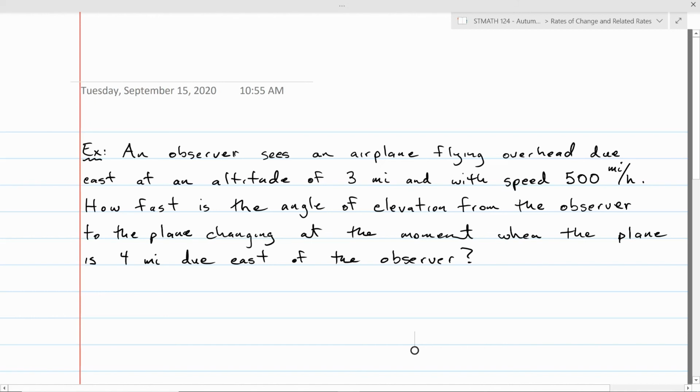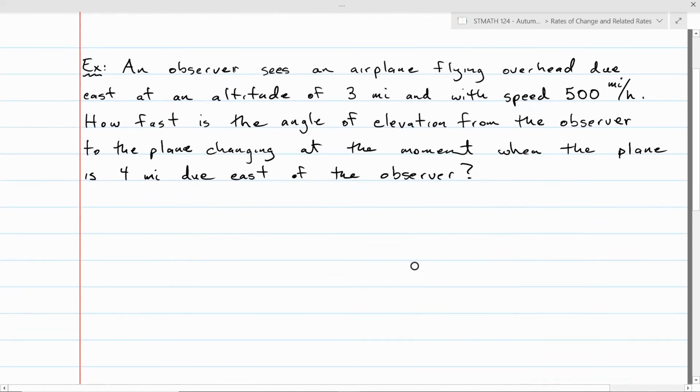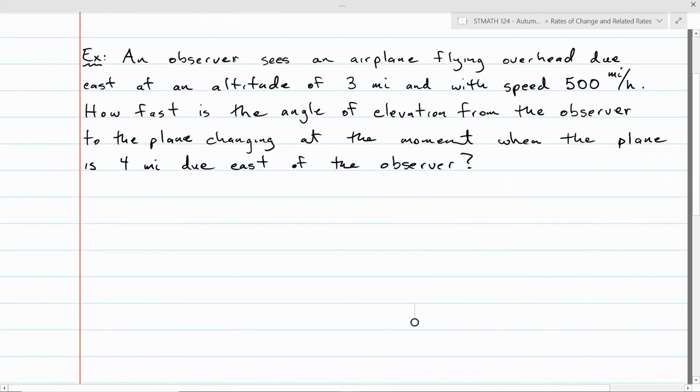So the question is, how fast is the angle of elevation from the observer to the plane changing at the moment when the plane is 4 miles due east of the observer? So we've really got to draw a picture here, get our heads around what's going on. So let me draw my little observer here. Little stick man, it's the observer. And overhead, there's this plane that's flying due east. Here's my plane.